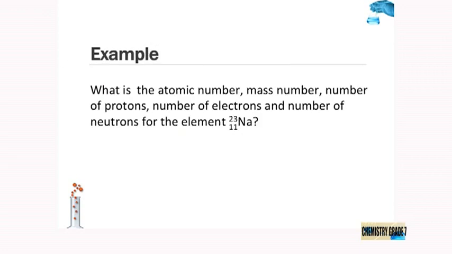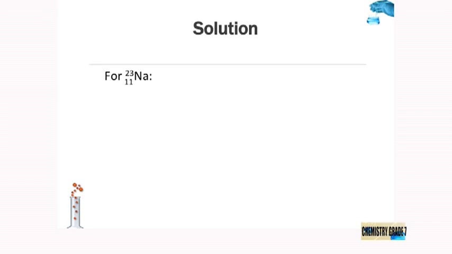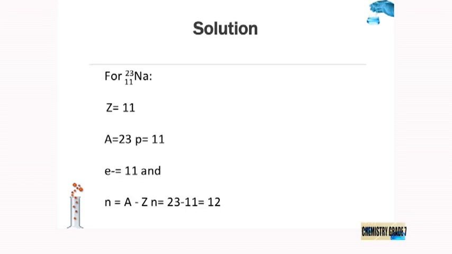For example, what is the atomic number, mass number, number of protons, number of electrons, and number of neutrons for the element sodium-23? First, the number of protons is 11. That's because Z, or the bottom left of the sodium, is 11. The mass, or A, is 23.